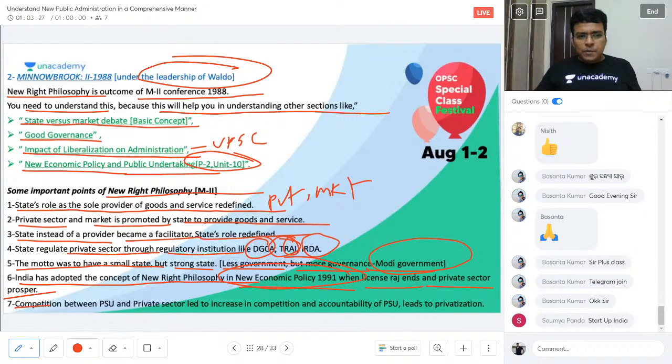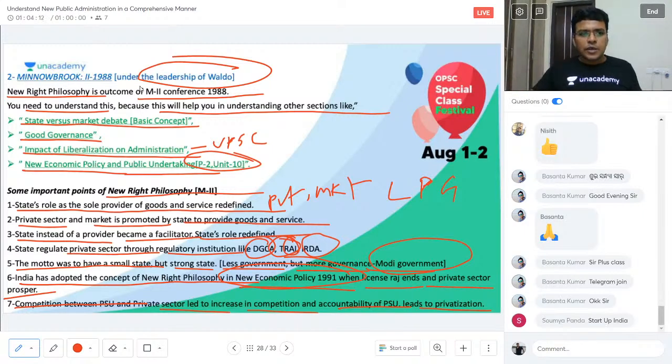The competition between PSUs and the private sector led to an increase in competition and accountability of PSUs, and led to privatization. The new economic policy was liberalization, privatization, globalization. Before 1991, suppose there was a steel company, only a government company. Government continued with it although it was facing loss, giving public money just to continue it. After New Right philosophy, what happened? A private sector steel company came, and the private sector is more profitable. Government is in loss, so government said no, and sold it out.